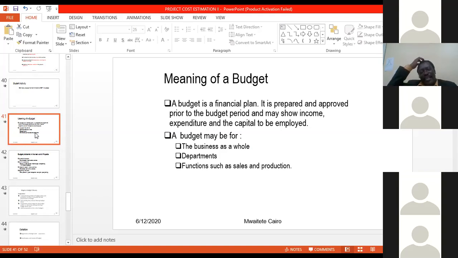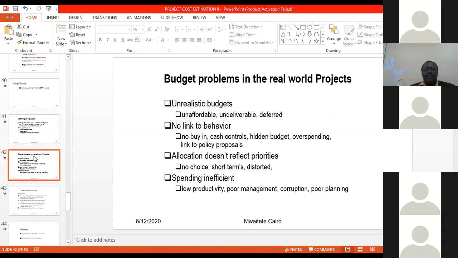What is being added here, you should know this is just a financial plan. It is prepared and approved prior to the budget period, and it may show income and your expenditure. It may be for the business, for the department, for the production part, and so on. It may be for the projects, but most budgets are not realistic because people don't have a good foundation in terms of estimating.